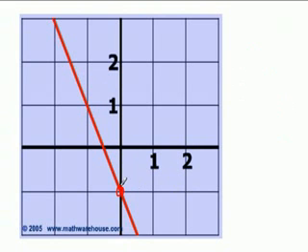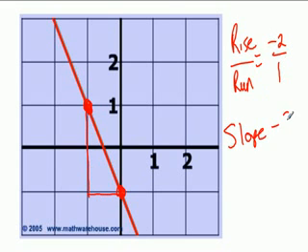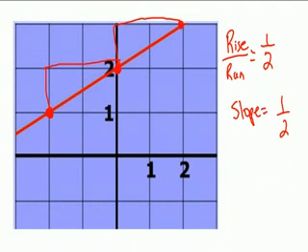Okay, let's try this one. It intersects here and intersects here. Rise over run. Now let's do it this way. We're going to go 1, 2. So our rise is negative 2, and our run is a positive 1. So our slope is negative 2 over 1, which is still negative 2.